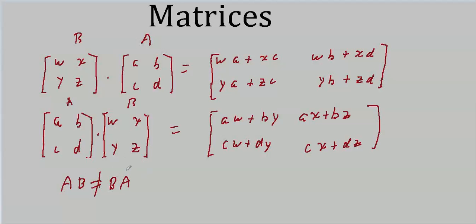Some matrices actually do commute. There are some special matrices for which AB does in fact equal BA. For instance, I showed you the identity matrix. If A was the identity matrix, A times B equals B, and B times A equals B. And there are some other matrices which will commute, but they're special cases. In general, you can't say that matrices commute, and it's a good thing that they don't. If they did, the world would explode.